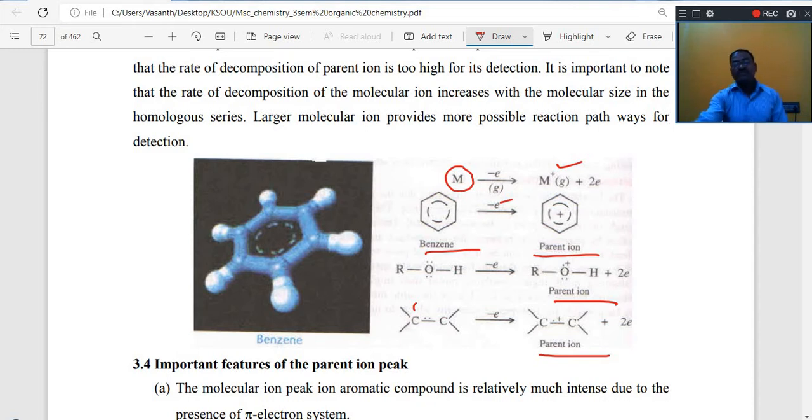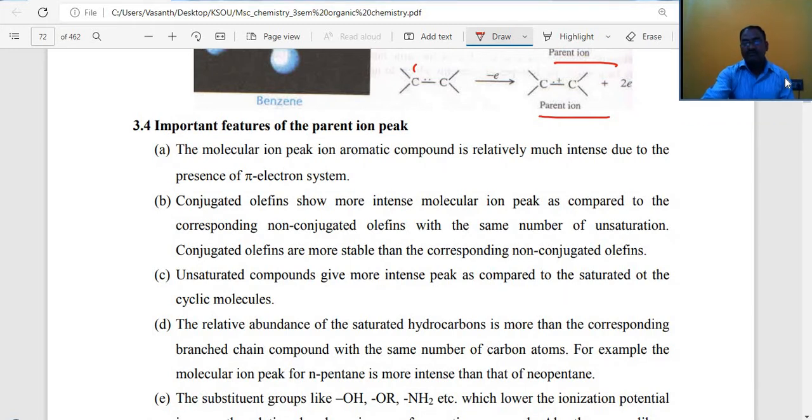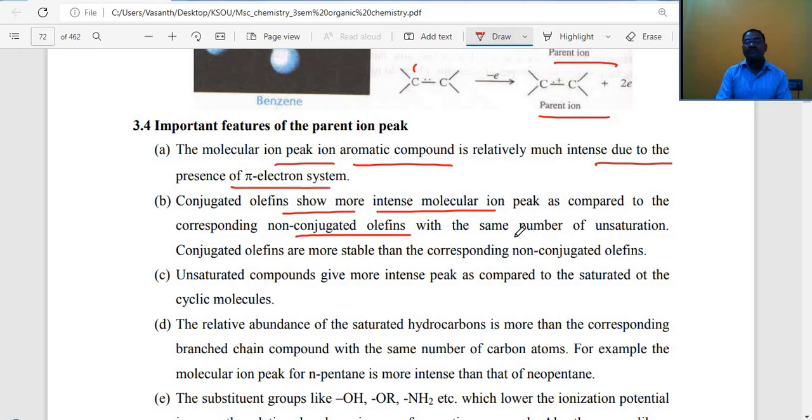The important features of the parent ion peak. The molecular ion peak in aromatic compounds is relatively much more intense due to the presence of the pi-electron system. Conjugated olefins show a more intense molecular peak as compared to the corresponding non-conjugated olefins with the same number of unsaturations. Unsaturated compounds give a more intense peak as compared to saturated or cyclic molecules.